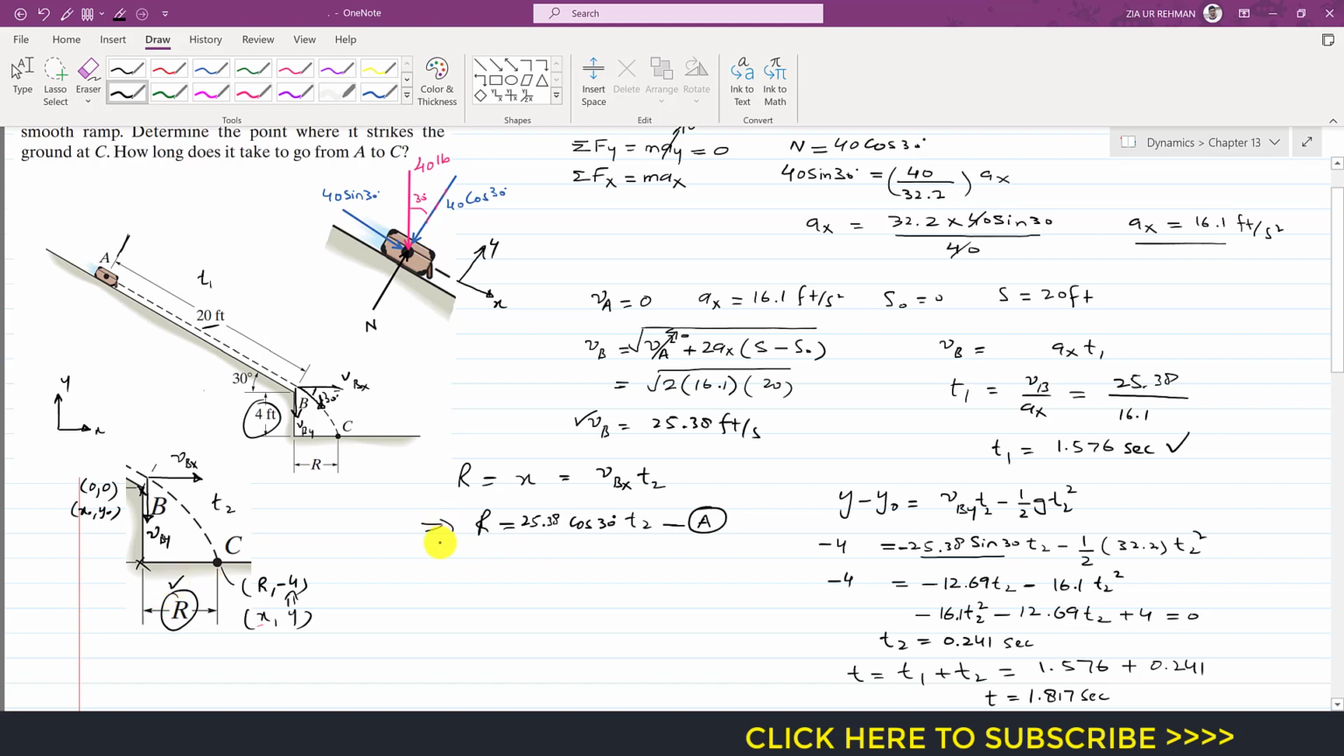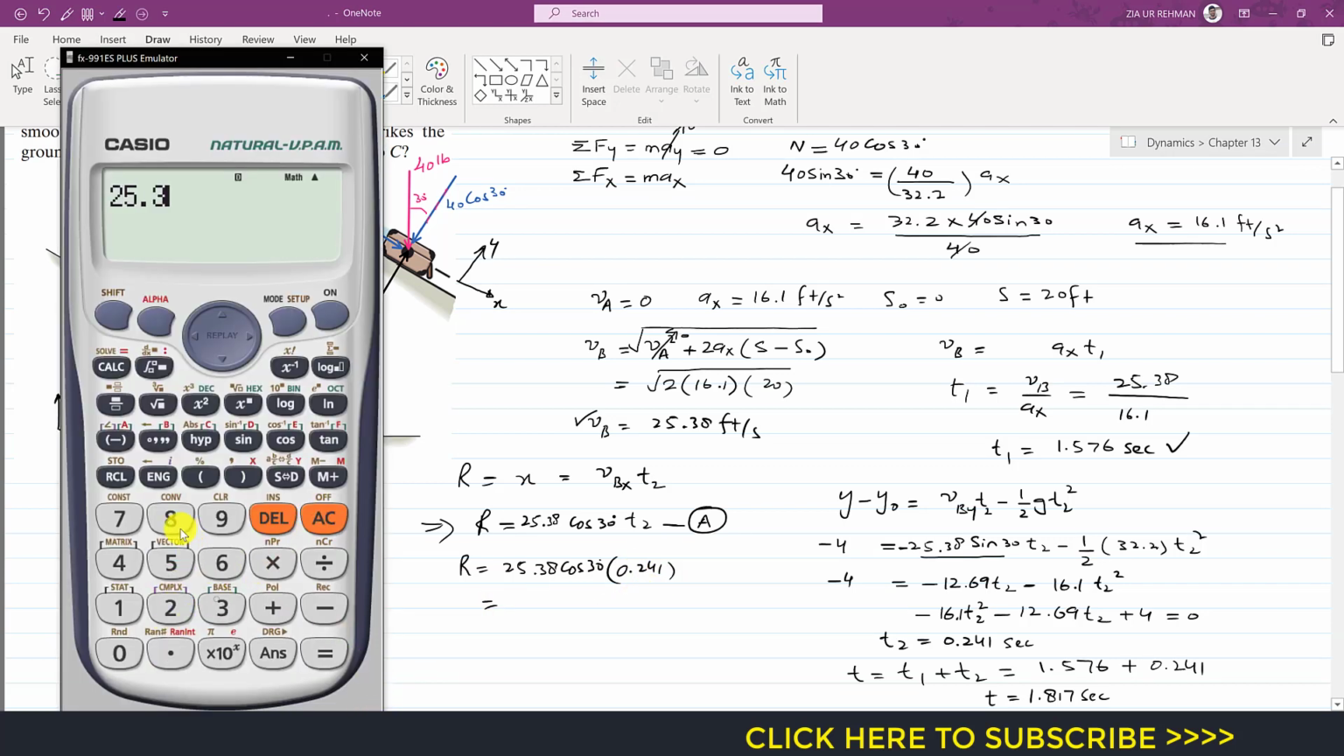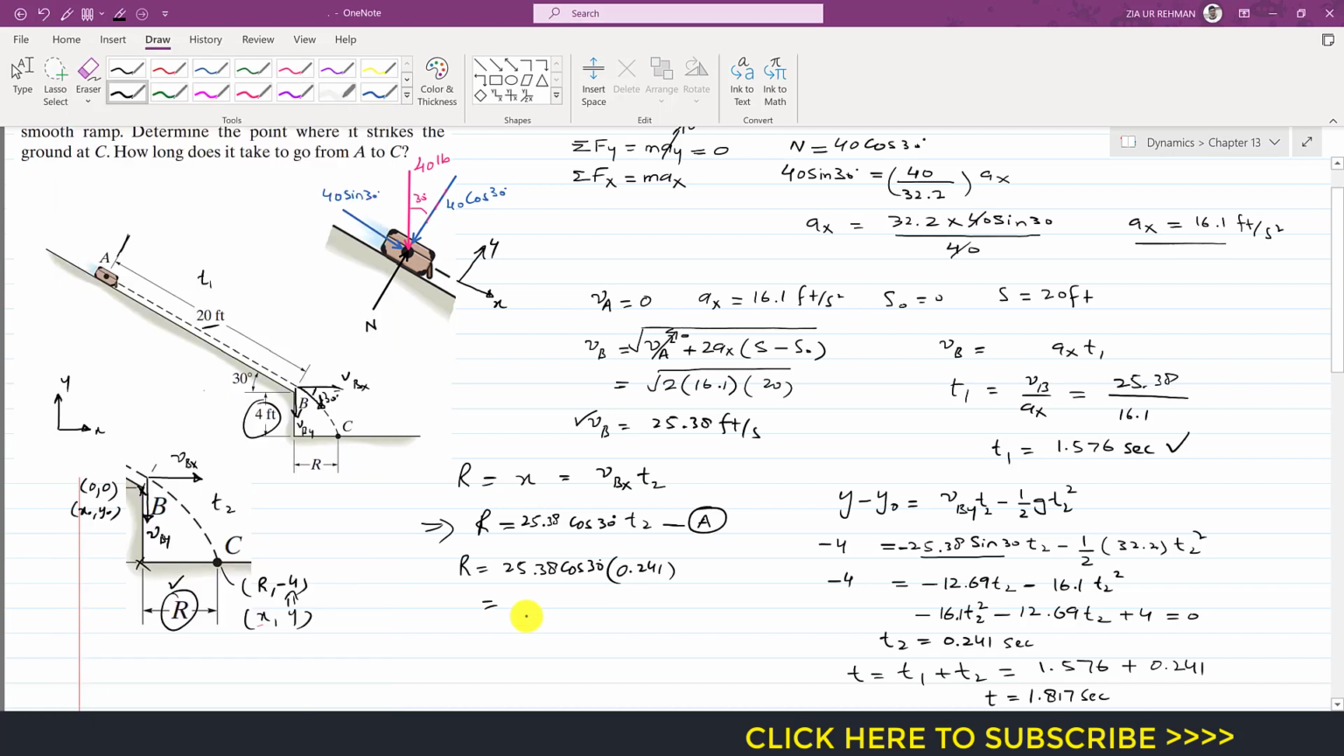So we need to use equation A. R will be equal to 25.38 cos of 30 degrees into T2, where T2 is 0.241. So this is 25.38 cos of 30 multiplied by 0.241. So we get 5.297 feet. This is the solution of this particular problem.